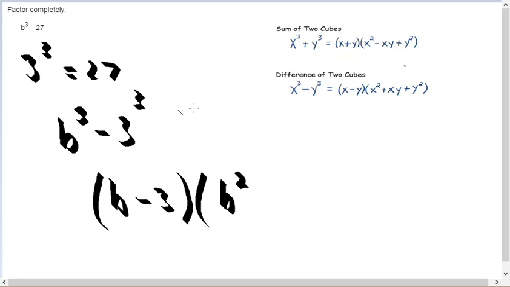And then b times minus 3 would be minus 3b, again according to the formula right there. And then 3 squared is 9. So we just add those in, and we are done.